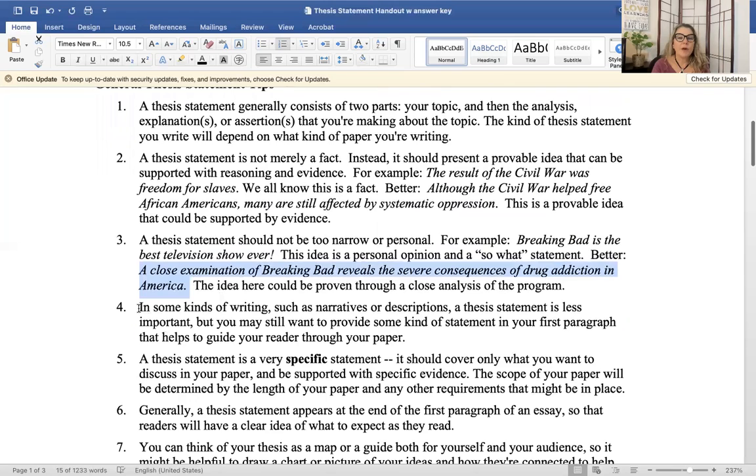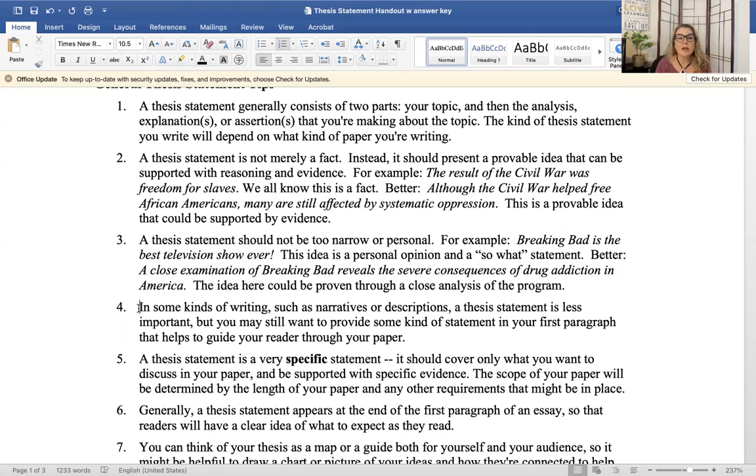All right, number 4, in some kinds of writing, thesis statement is not the most important part. And I would say really just 2 genres of writing, and that would be narration and description. So in these type of papers, the emphasis is really on describing or telling a story. So you may not have a thesis statement that comes at the end of an introductory paragraph. You may just begin by narrating the first part of the story in paragraph 1, second part in paragraph 2, and so on. We will not cover narration or descriptive writing in this class. It will be other genres.